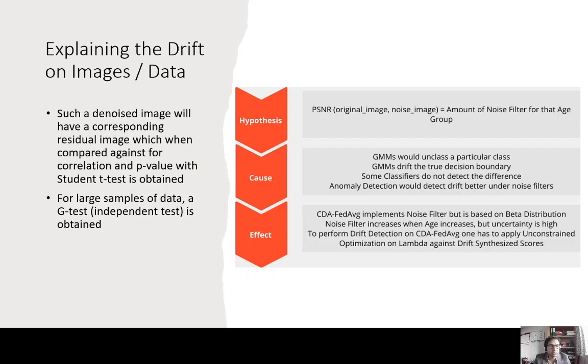Explaining the drift on images or data: PSNR of original image and noise image is equal to the amount of noise filter for that age group. The noise filter is a parameter which is mentioned in a couple of papers, and when you add the noise filter, GMMs would unclass a particular class, the decision boundary will change, but some classifiers do not detect the difference. Some classifiers will outperform that, even if the noise filter is applied. Anomaly detection would detect better under noise filters as well.